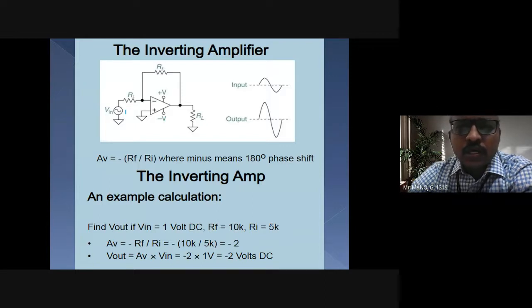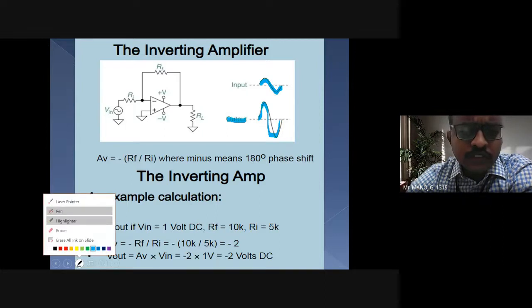Now please look at the input. The input is a sinusoidal wave, right? And look at the output. The output is similar to that of an amplifier. I'm sorry, this should be for the non-inverting output. The non-inverting output is this. Now, if it's an inverting output, then what is the change you'll have?